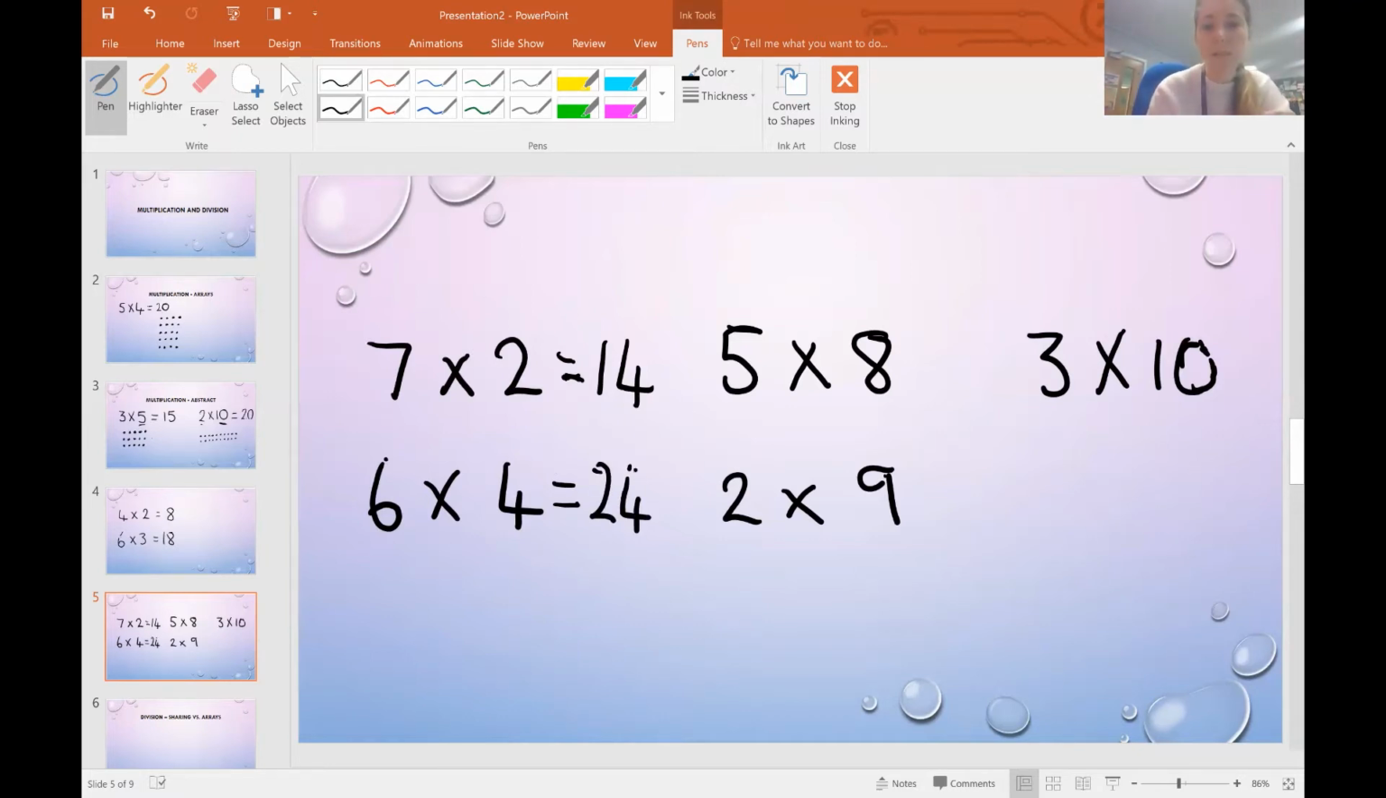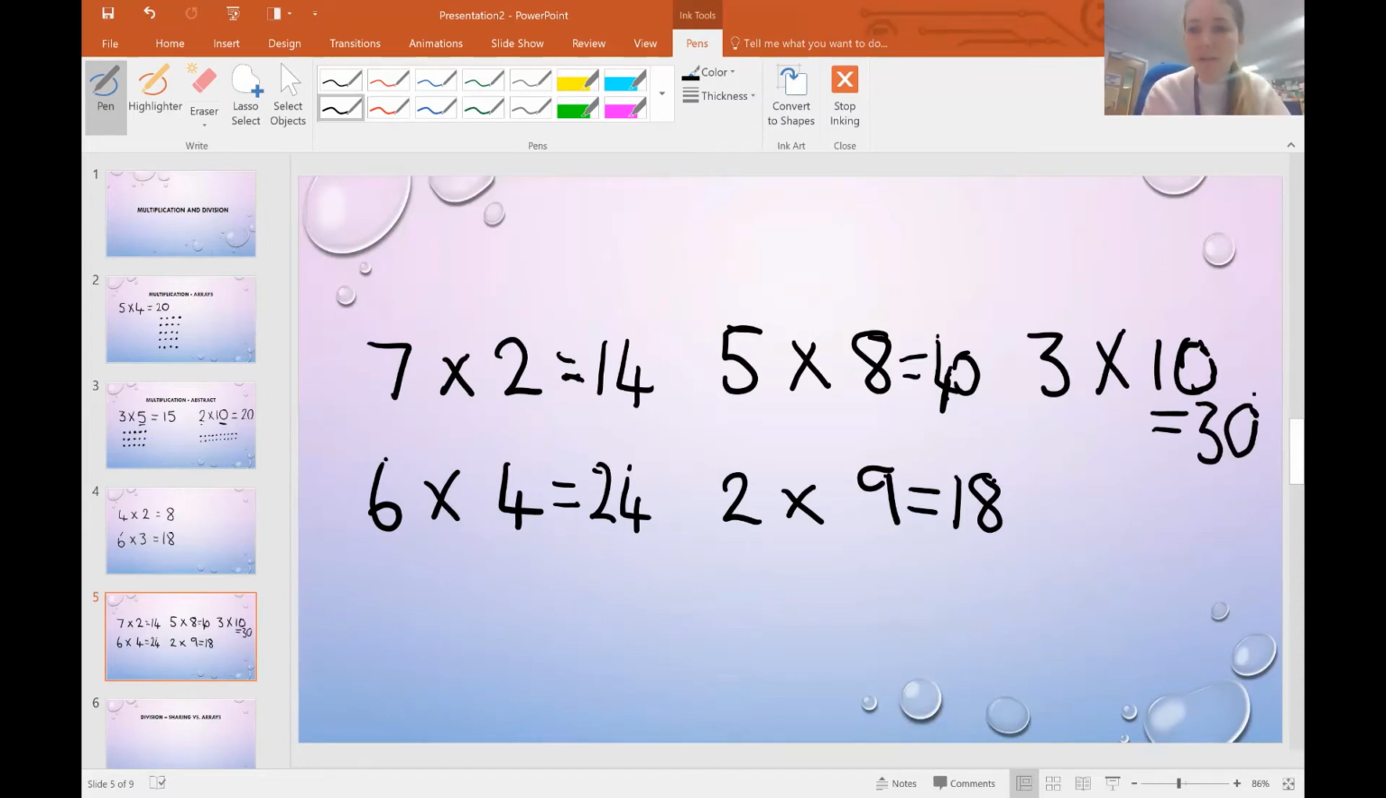Absolutely fine if you use a number line to help you. 5 times 8, so we're counting in 5s 8 times. 5, 10, 15, 20, 25, 30, 35, 40. 2 times 9, so we're counting in 2s 9 times. 2, 4, 6, 8, 10, 12, 14, 16, 18. The answer is 18. And 3 times 10, we're counting in 10s 3 times. 10, 20, 30. So the answer is 30.